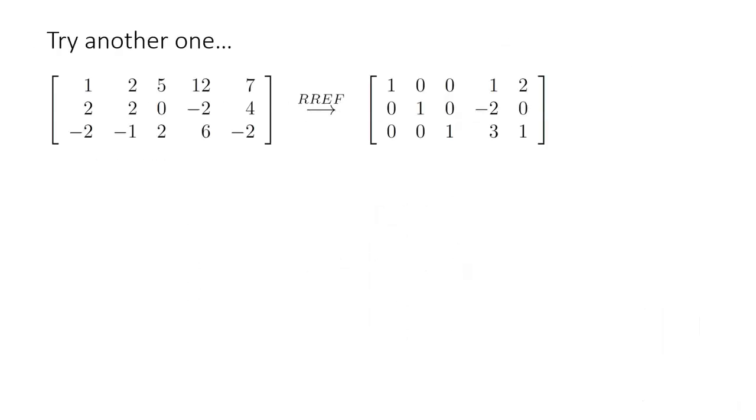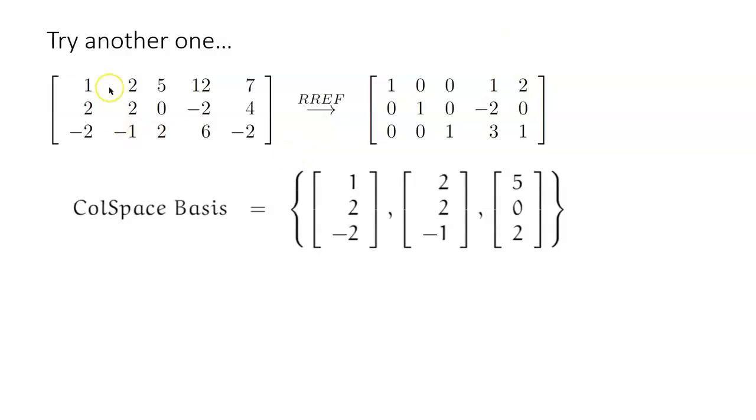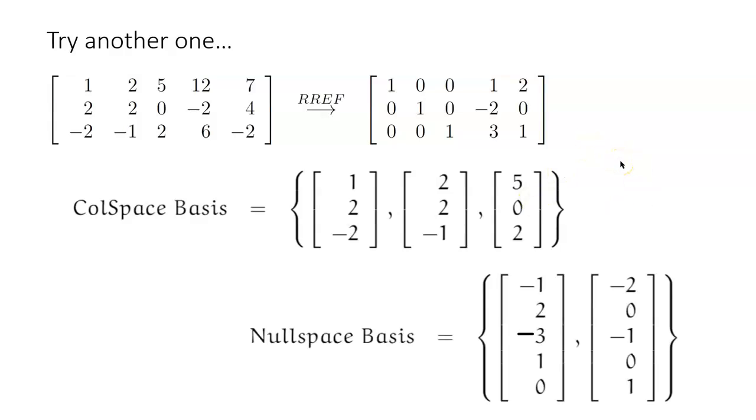We have a 3 by 5. I see 3 pivots, so the rank is 3, and the nullity, because there's 2 of these, will be 2. For the column space basis, I just take the first 3 columns. The null space basis, well, I do that using these. I've got 2 free variables. I'll make this S and this T, and I can do my little thing where I solve for them, and I'll get the null space basis are these 2 vectors.